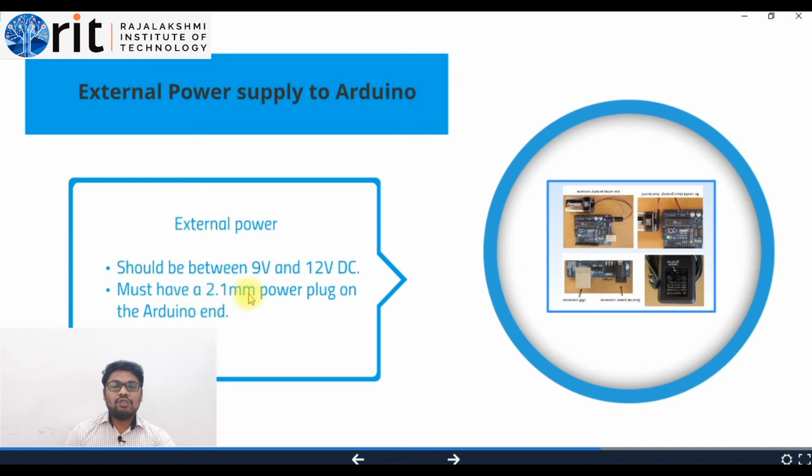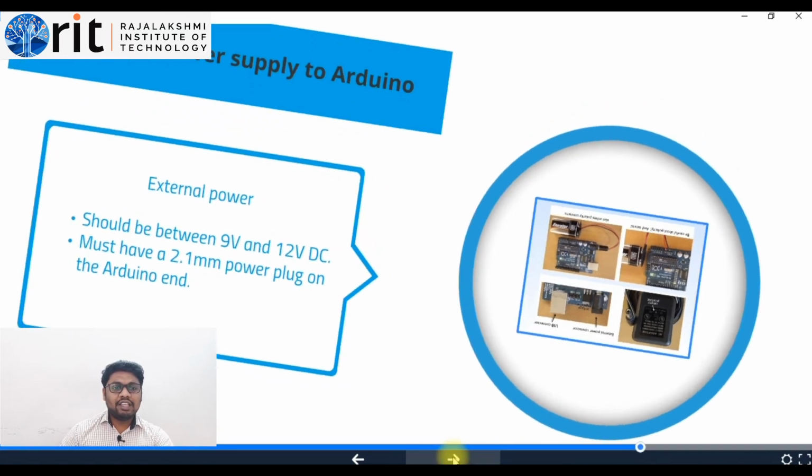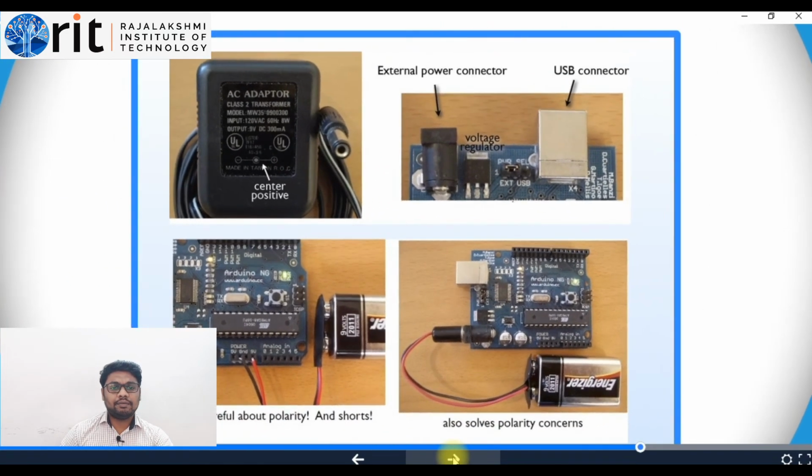If we are using any DC adapter, you need to use a 2.1 power plug, which is the diameter of the pin that is inserted into the Arduino microcontroller board. You can see the image on the right side. Here on the right side, this is one example of an adapter.